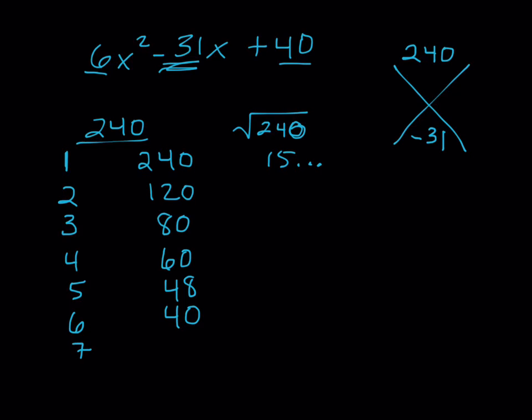Okay, so I would try 7, and 7 doesn't go evenly into 240, so that can be skipped. We can try 8. Right, and 9 doesn't go evenly, so we skip it. 10 works, 10 and 24. 11 doesn't work, 12 does, 12 and 20.